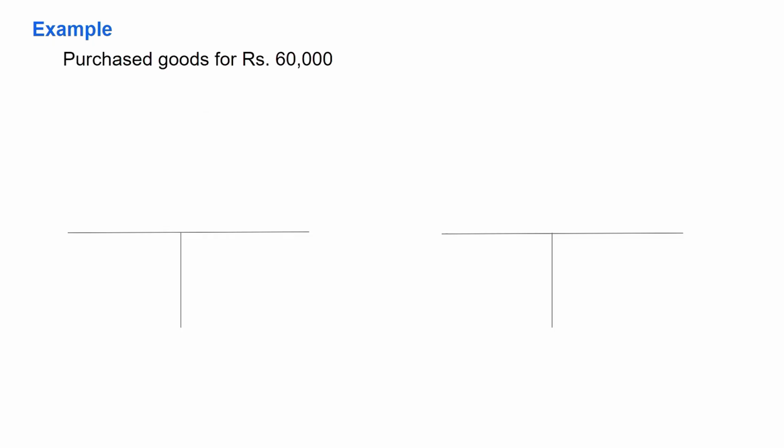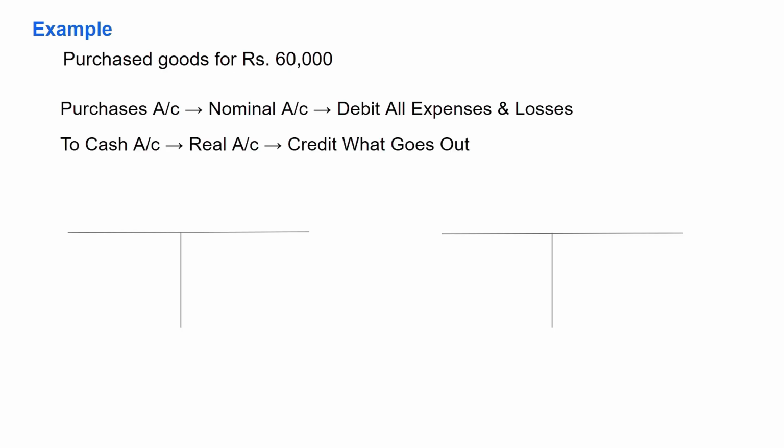Next, purchased goods for rupees 60,000. Purchases are considered as expense. That is why we debit it and cash is going out. So we credit what goes out. So purchase account to cash account. And we record it as purchase account and cash account. Purchase account debit side 60,000 and cash account credit side rupees 60,000.